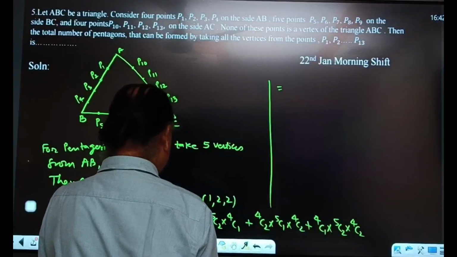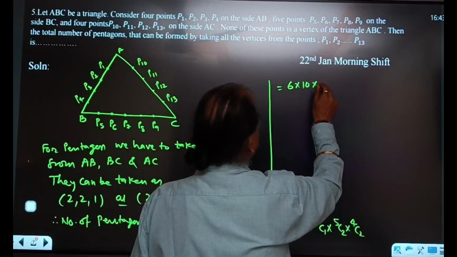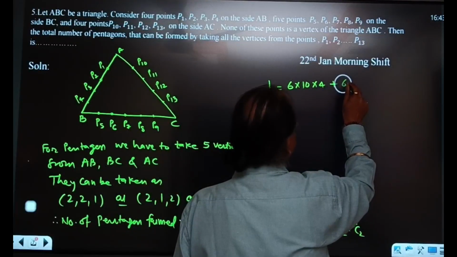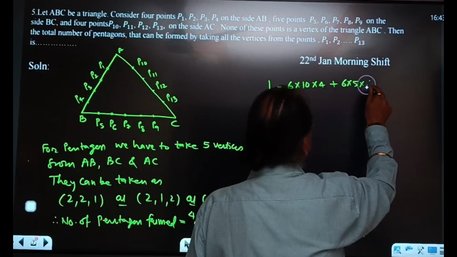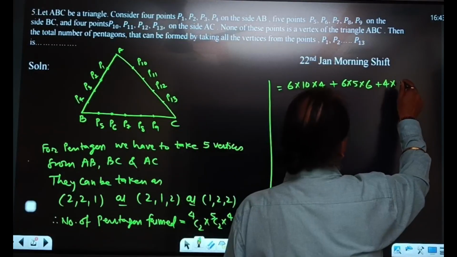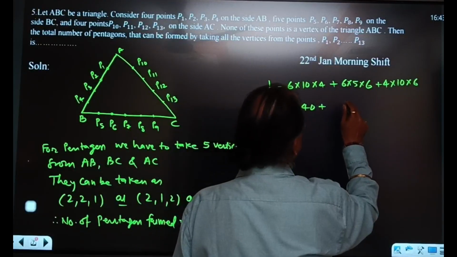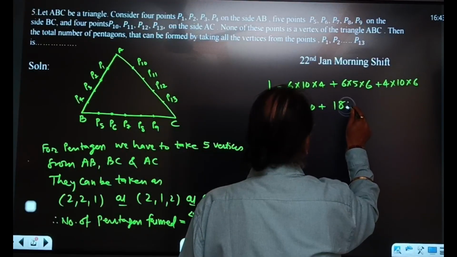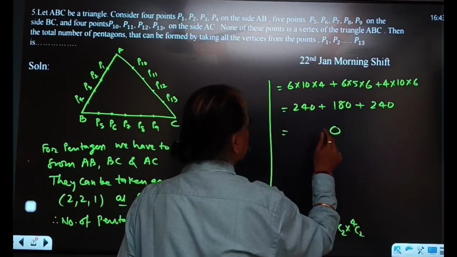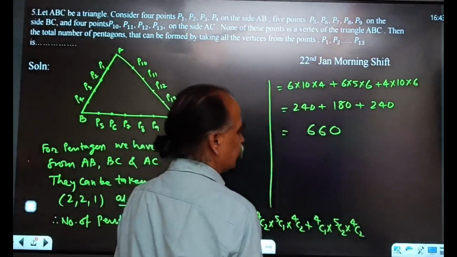This will give you 4C2 is 6, 5C2 is 10, into 4, 4C1 is 4, plus 4C2 is 6, 5, into 4C2 is 6, 4C1 is 4, into 5C2 is 10, will give you 240 plus 180 plus 240. 660 pentagons we can form.